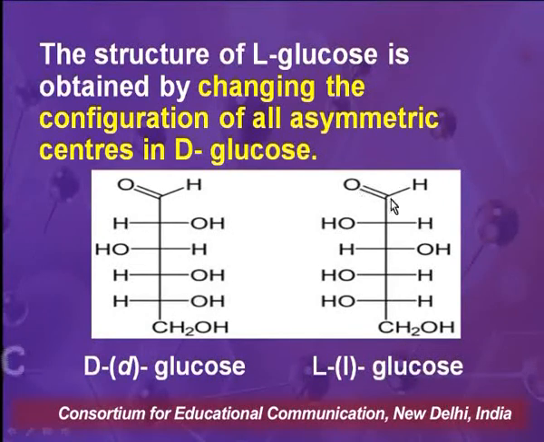And then when we are drawing the structure for L configuration, which is having capital L configuration, we will simply change the configuration at each chiral carbon. That is, here the OH is on the right hand side, in the L form the OH will be on the left hand side. Here again the OH is on the left hand side, in this case the OH will be on the right hand side. Here OH is on the right hand side, OH will be on the left hand side, and this highest numbered OH, since we are talking of the L configuration, will be on the left hand side.